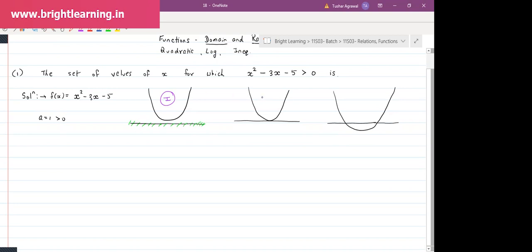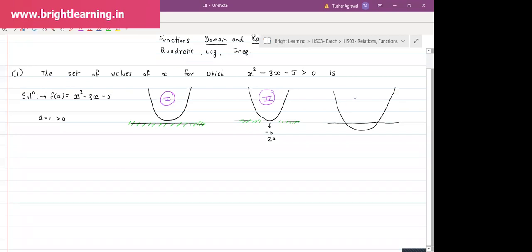If the graph is of case 2, what is the required interval? The graph of x should be greater than 0, so all the points to the left and all the points to the right. That single point we are not taking, the point x equal to minus b by 2a. We only avoid it because at that point the graph becomes equal to 0. Had I given you x square minus 3x minus 5 greater than or equal to 0, in that case also all the real values of x would have been the answer.